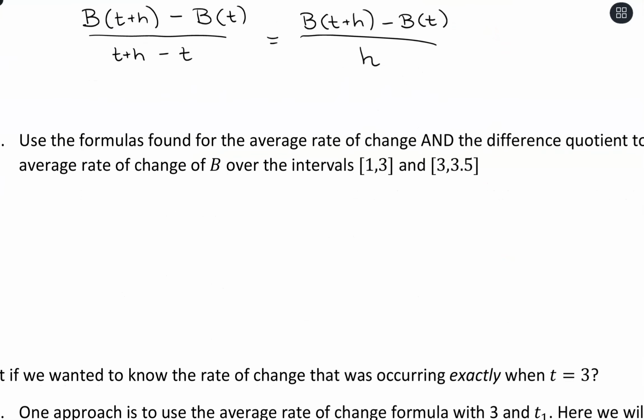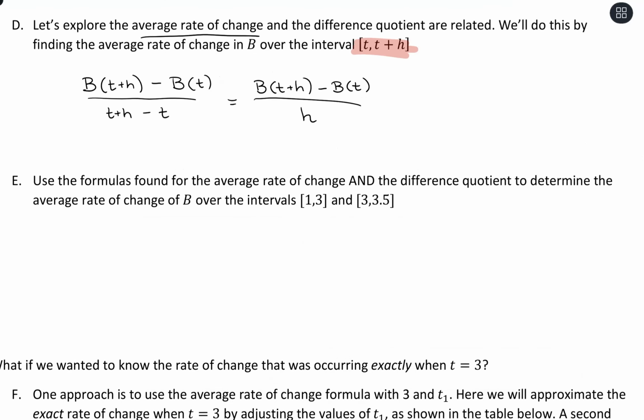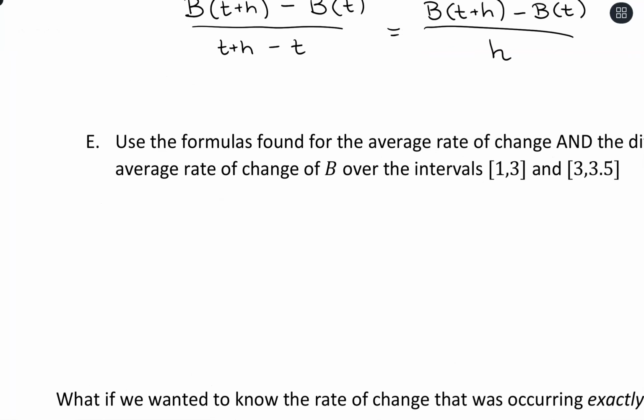Okay, use the formulas found for the average rate of change and difference quotients to determine the average rate of change over the intervals 1, 3, and 3.5. So, for 1, 3, what I'm seeing is that, and actually, we could use either, no matter what. We could think of this as 1 and 3. We could also think of this as 1 and 1 plus 2. In fact, why not? Let's do both, so we can see that the formulas give us the same thing.